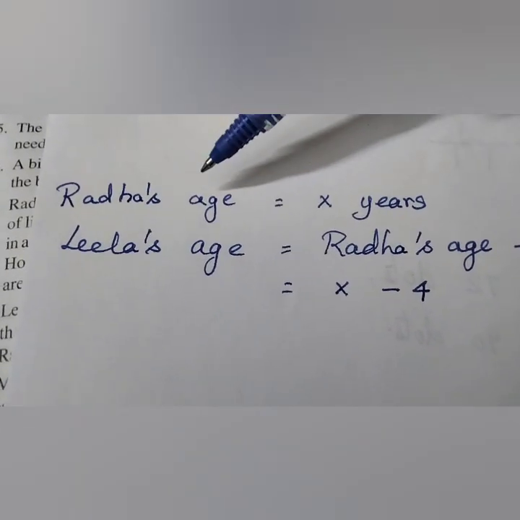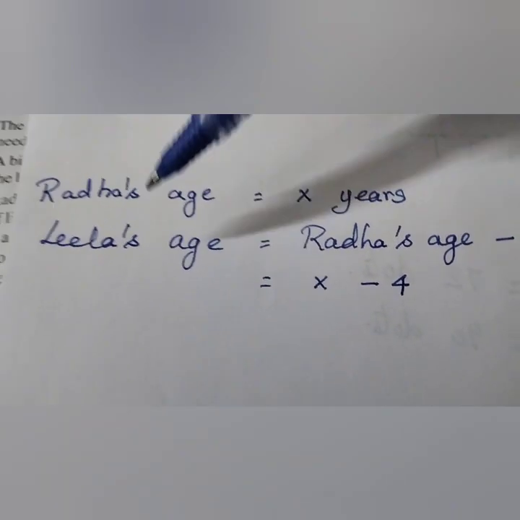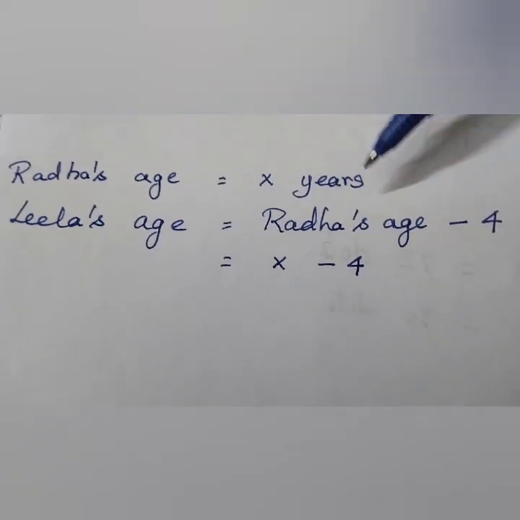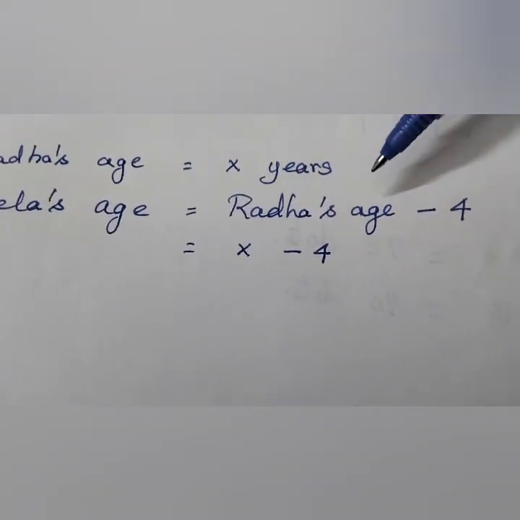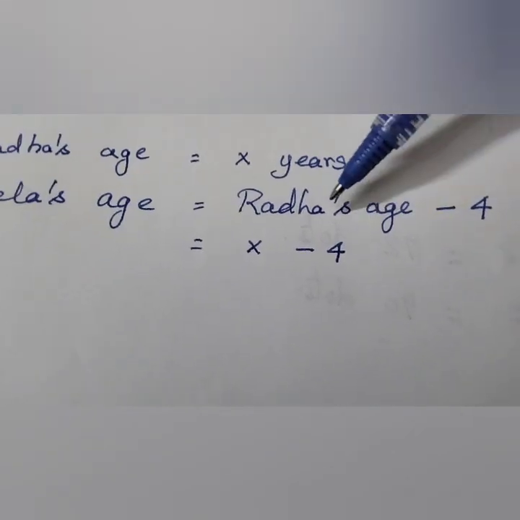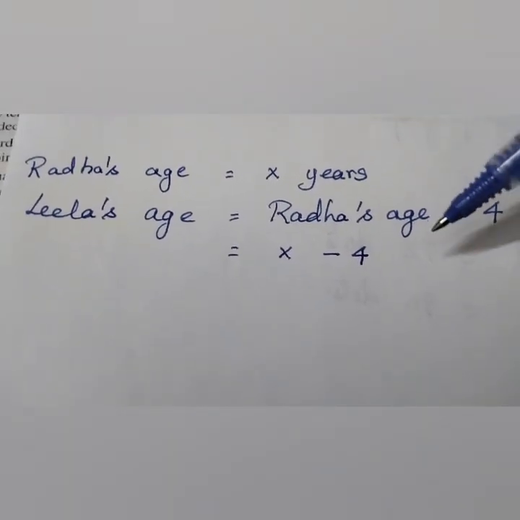So, Radha's age is equal to X years and Leela's age will be 4 years younger than Radha. That is Radha's age minus 4. Radha's age is X, and so Leela's age is X minus 4.